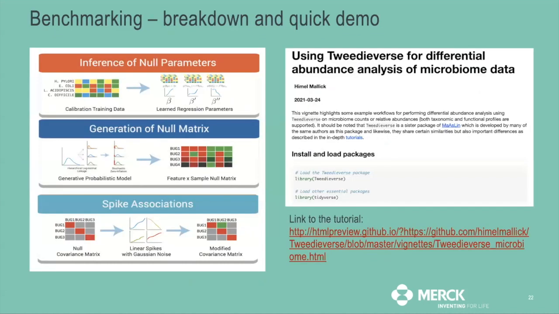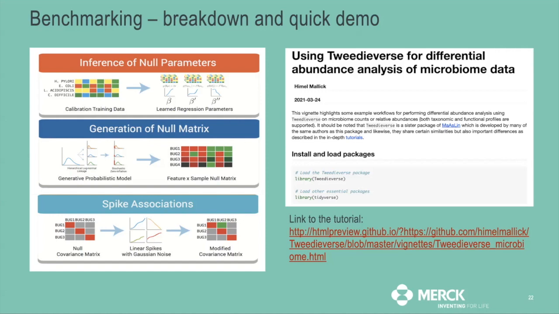To break it down a little more, as I said, there are three steps. I'm going to go a little quicker here. On the top panel in the figure on the left, you'll see a calibration training data set, which is usually your feature by sample matrix. The SparseDOSSA algorithm learns certain parameters from it; you can see the details in the preprint. Then it uses those parameters to generate, based on some probability distribution, a feature by sample matrix, and there is no effect so far. That's why it's a null matrix, in the sense that no spike-in has been introduced.